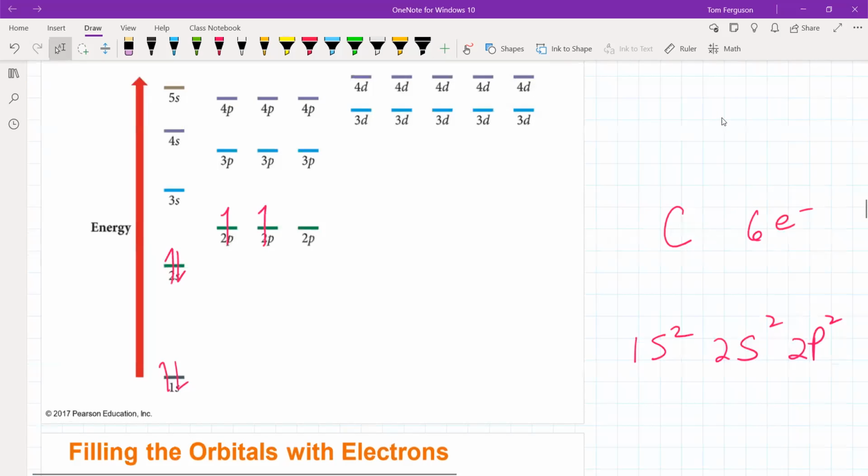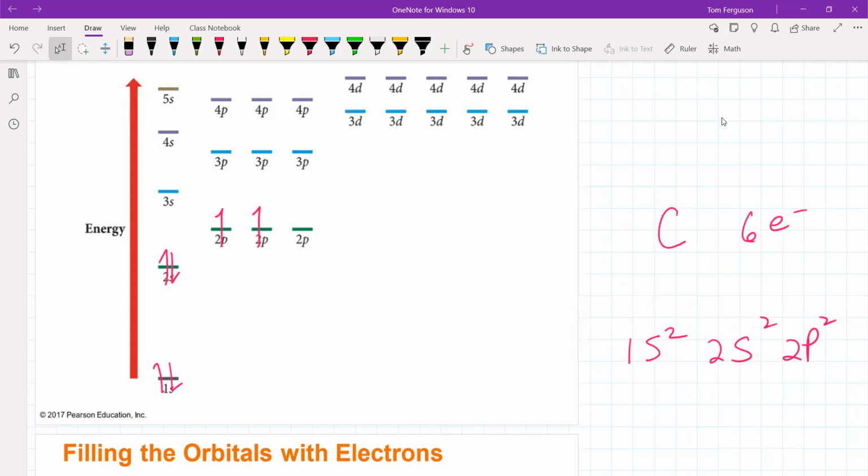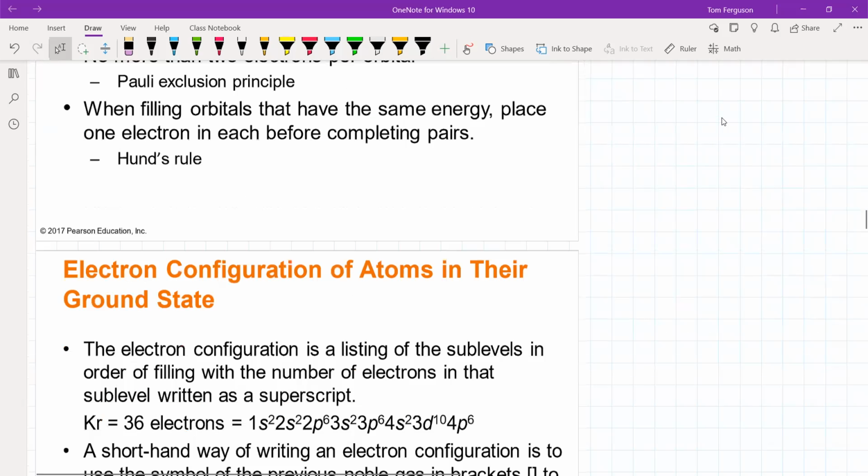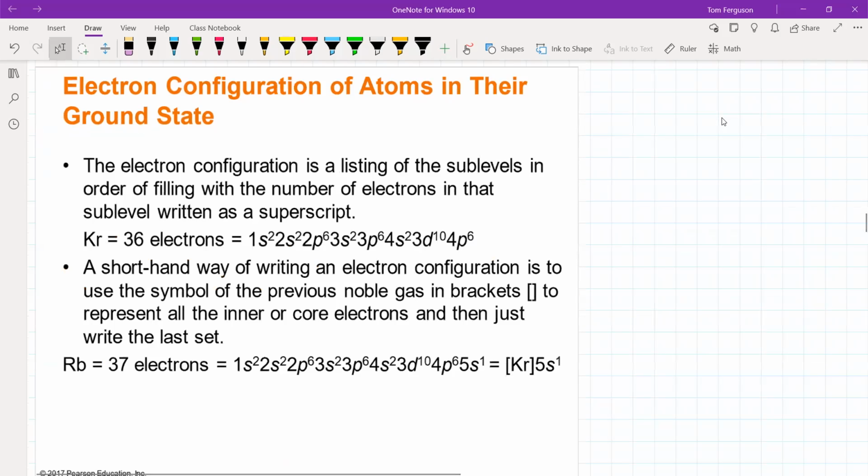All right, so you need lots of practice doing this. Now, they keep talking about ground state. Okay? Now, there are two states: ground state and excited state. The ground state is when all electrons are at their most stable orbital.